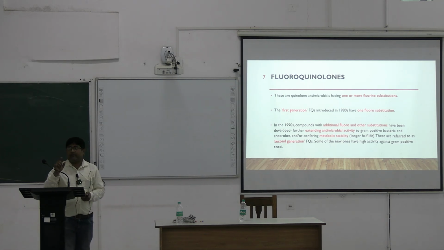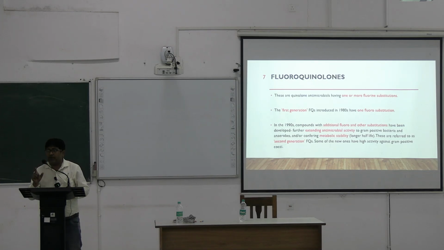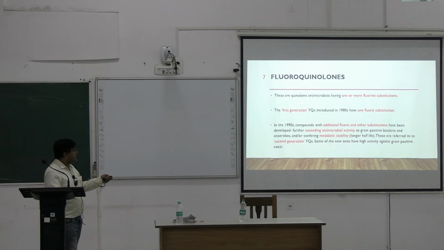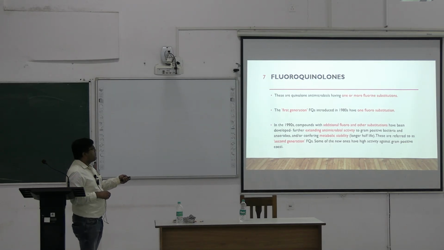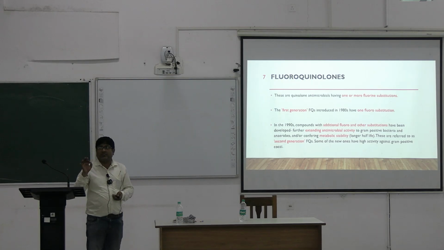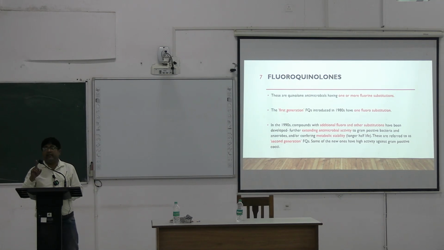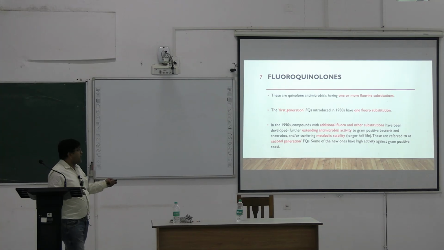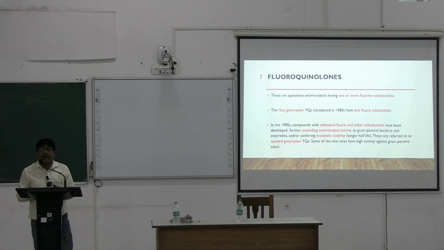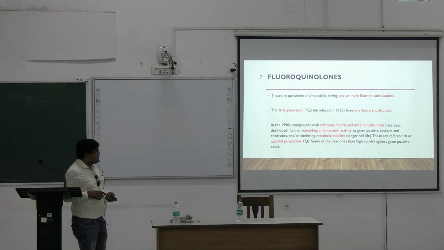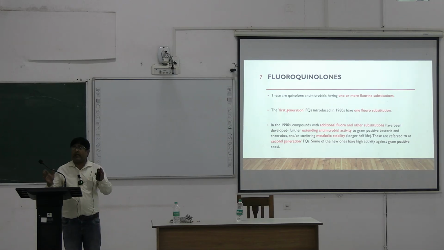Additionally, the fluoride radical is substituted at the 6 carbon atom site, and other fluoride substitutions can also occur. So these are quinolone antimicrobials having one or more fluorine substitutions. The first generation fluoroquinolones were introduced in the 1980s and had one fluoro substitution. Then in the 1990s, more than one fluoride substitution occurred, and what was the advantage? They extended the antimicrobial activity.